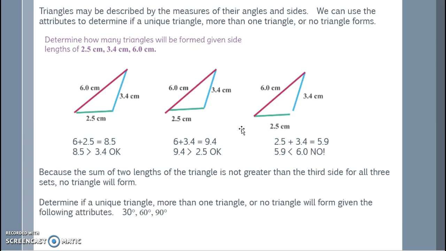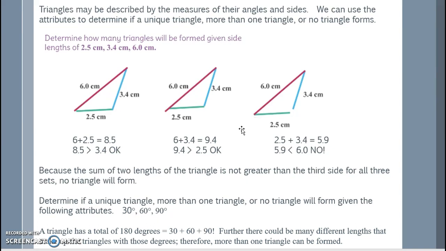Determine if a unique triangle, more than one triangle, or no triangle will form given the following attributes: 30 degrees, 60 degrees, and 90 degrees. A triangle has a total of 180 degrees. So 30 plus 60 plus 90 is 180 degrees. Further, there could be many different lengths of sides that make up these triangles with those degrees. Therefore, more than one triangle can be formed.